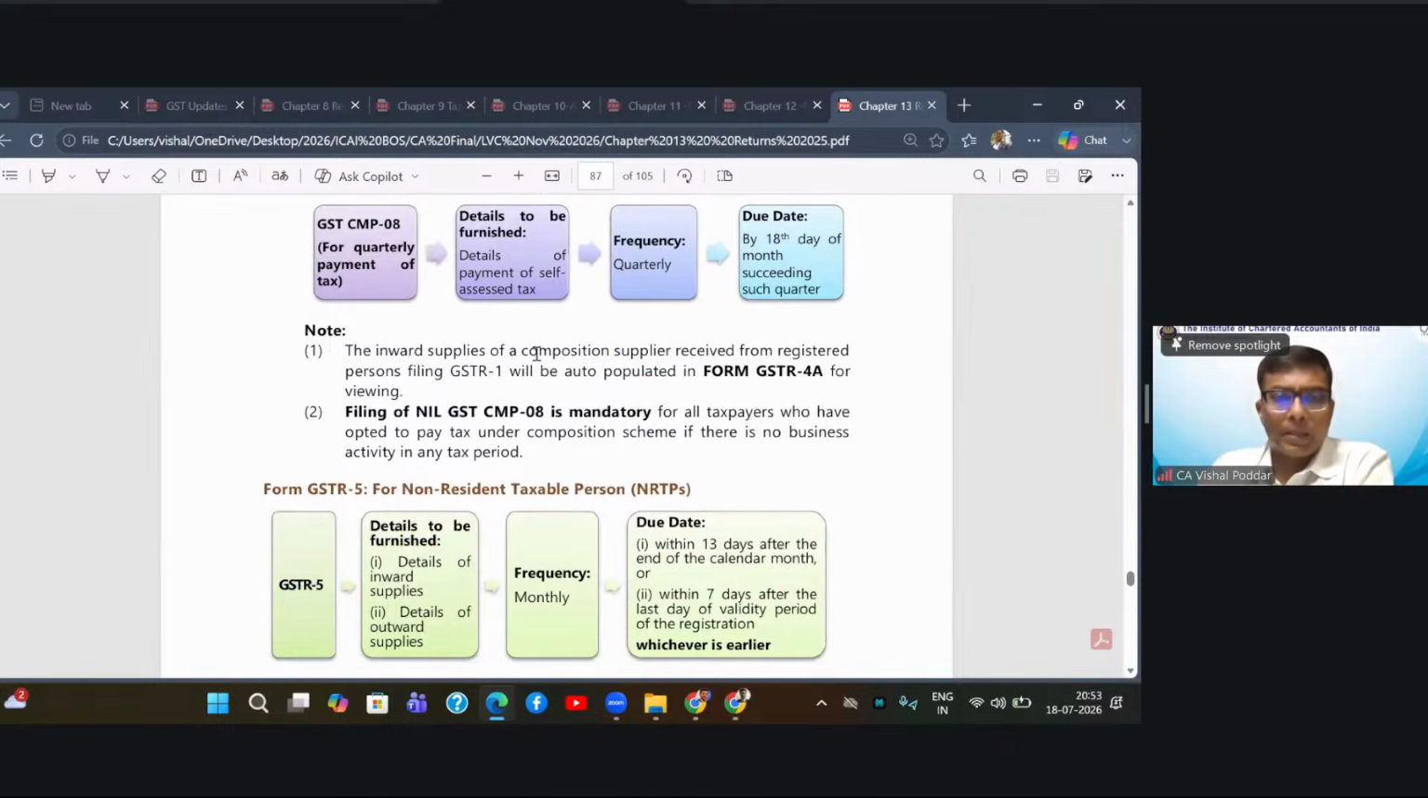Now, the inward supplies of a composition dealer received from registered persons who are filing GSTR 1 will be auto-populated in their 4A, and this will be for viewing. Same like how we are doing it in 2A, 2B. Same way, the composition dealer can view their inward supplies in their GSTR 4A. Now, filing of nil CMP 08 is also mandatory, like how GSTR 1 and 3B nil were mandatory. So if in a quarter you don't have any payment still, you have to file nil CMP 08.